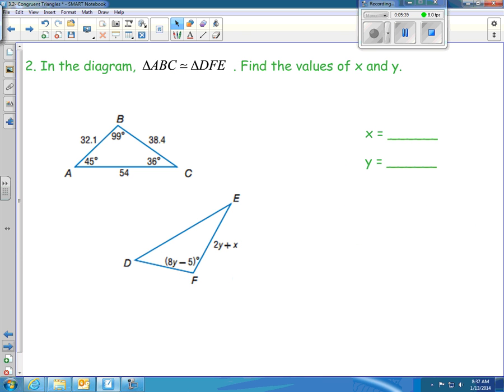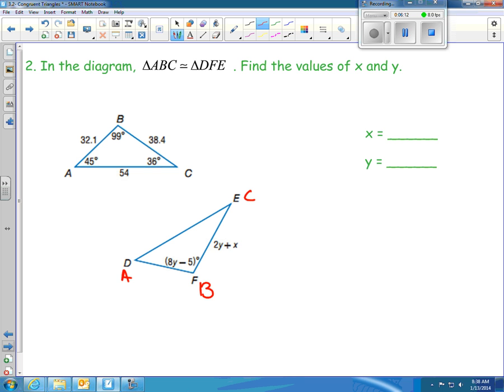All right, so then let's go to the back side. Now we're going to get to the actual part where we're using the properties of congruent triangles. It says in the diagram, triangle ABC is congruent to DFE. Find the values of X and Y. Well, A goes with D, so I'm going to jot A with D. B goes with F, and C goes with E. I like to write the letters next to the corresponding letters because it's not always obvious which ones match together.